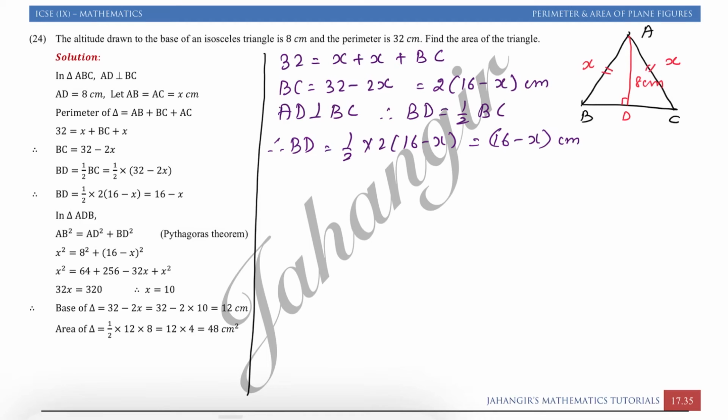So once you get BD value 16 minus x, we can take Pythagoras theorem to connect three sides in the shaded triangle. So we'll take triangle ADB, x square is equal to 8 square plus 16 minus x whole square. This is Pythagoras.